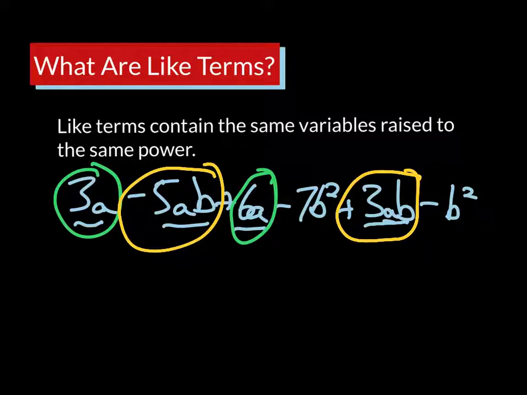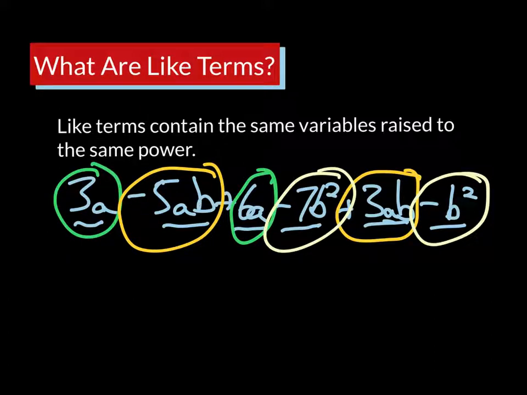So finally, let's look at minus 7b squared. This contains the variable b, but raised to the power of 2. Are there any other terms that contain the same variable with the same power? Well, minus b squared has no coefficient, or we could say that it has a coefficient of -1, but the variable and the power are the same. So, minus 7b squared and minus b squared are like terms. Remember, to find like terms, you have to find the same variables raised to the same power, and the coefficient doesn't matter.